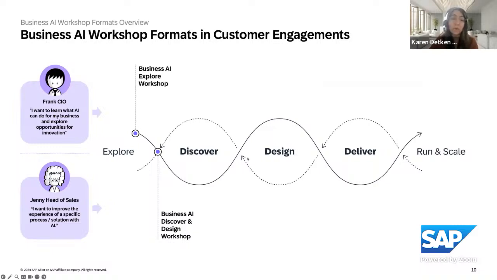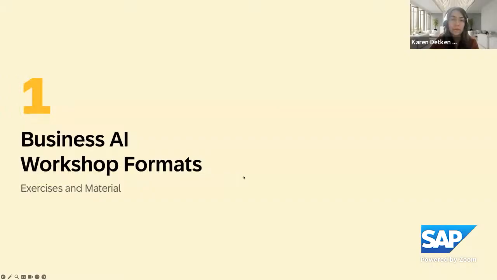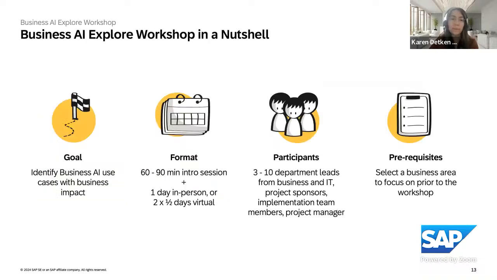And so let's go to these workshop formats to show you how they work and how you can also apply them in your projects. Let's start with the Explore workshop. This workshop format is 1 day in person, and we also have an introductory session of 60 minutes before. We also have a virtual version in Mural that is 2 half days. The goal is to identify business AI use cases with high impact for the company, meaning artificial intelligence use cases. And normally we do this workshop, as mentioned, with strategic decision makers, and the implementation team is normally there too.